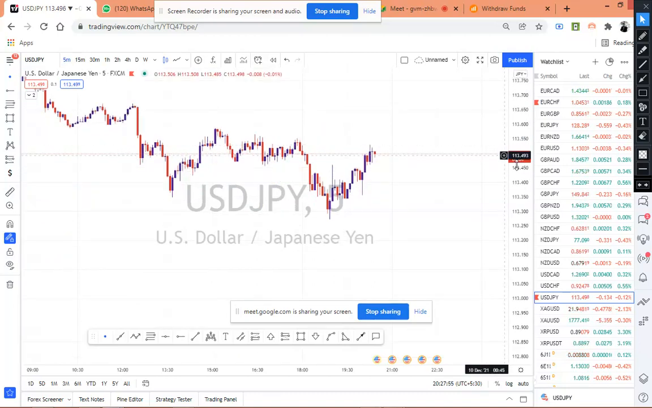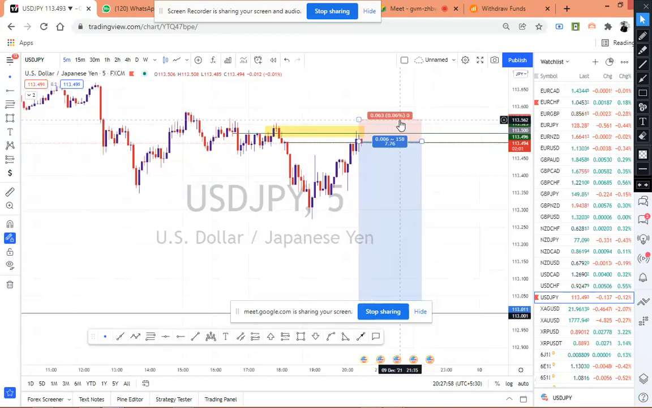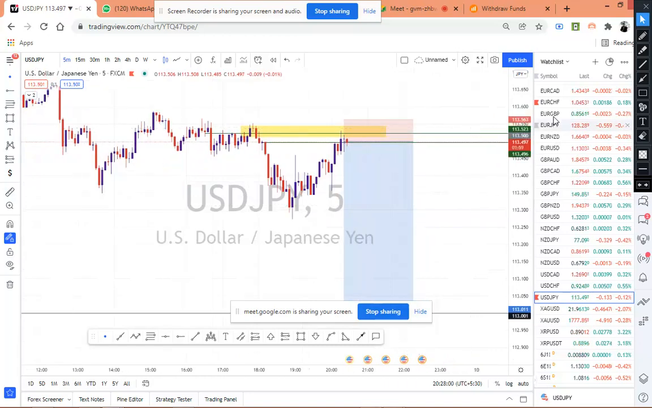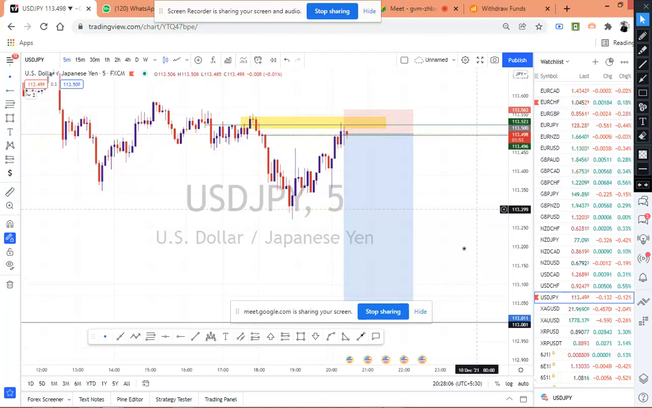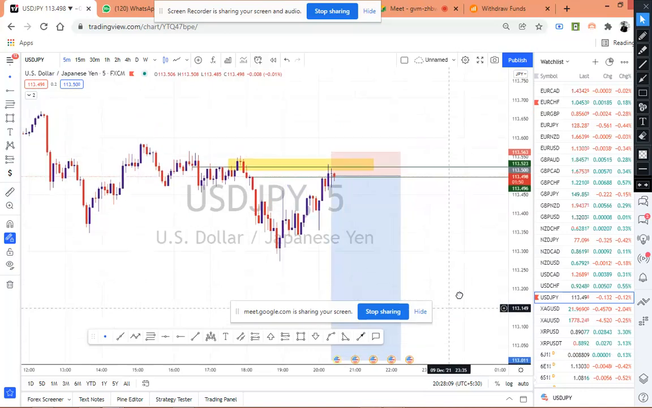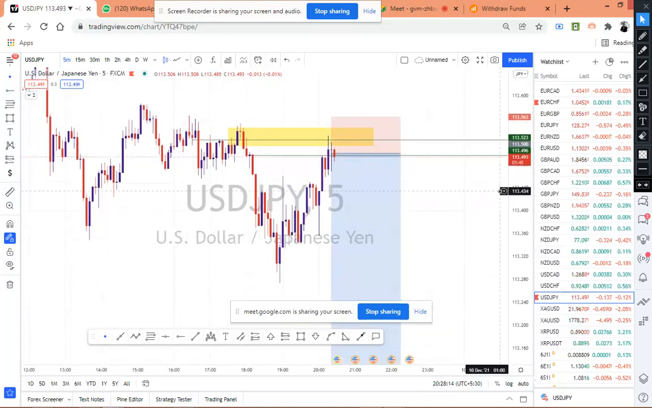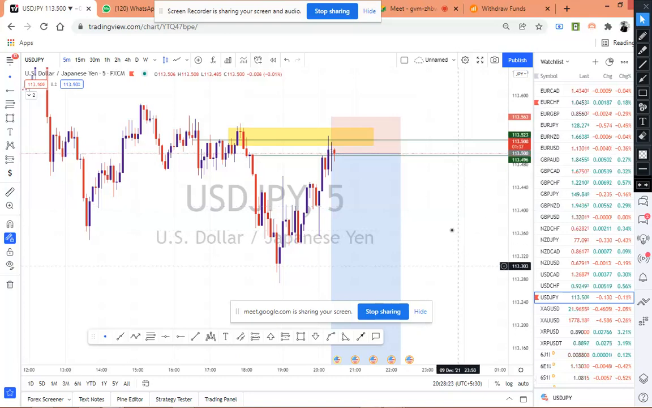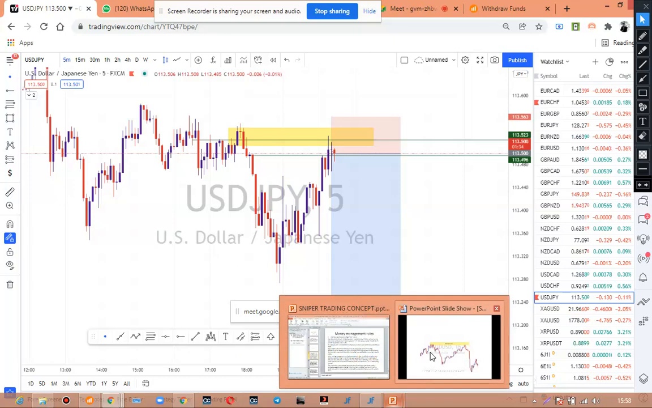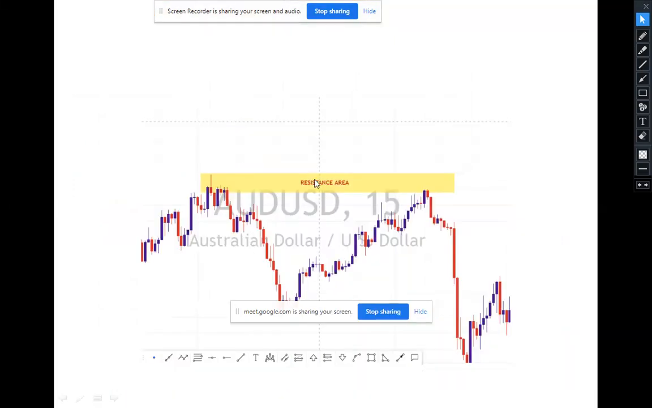Now let's go and discuss the money management plan. So we have taken some trades now, Euro CHF and USD JPY. Let's see which one is going to hit the stop loss and which one is going to hit the take profit. If anyone hits stop loss, let's accept it. If anyone hits take profit, let's accept it. So now let's talk about the money management plan.